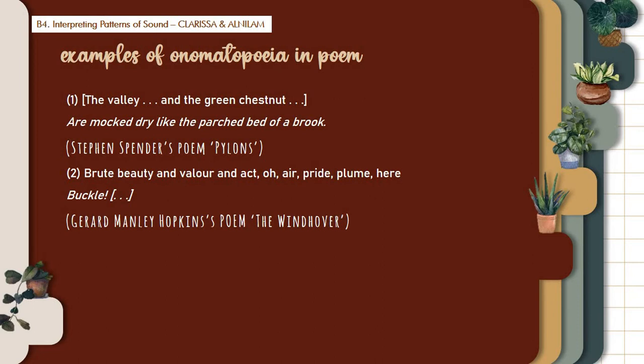These examples are good illustrations of poetic onomatopoeia at work. In the first poem, Pylons, Spender foregrounds a particular set of consonant sounds in order to embody the dryness, the very desiccated quality of the empty brook that his poetic line describes. While in the second poem by Hopkins, he represents a different kind of onomatopoeia built not through consonant harmony but by a kind of vowel disharmony.